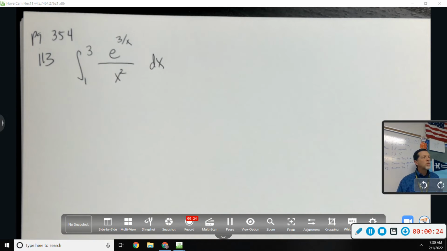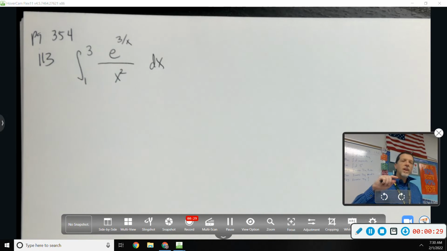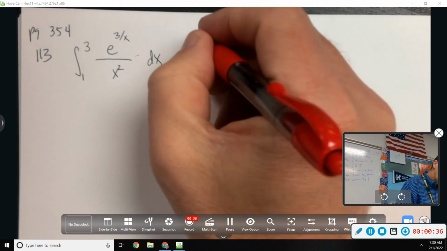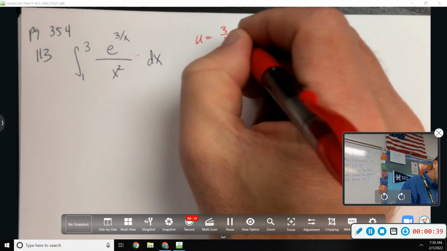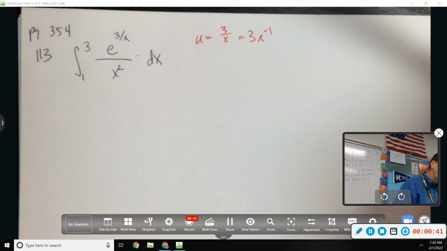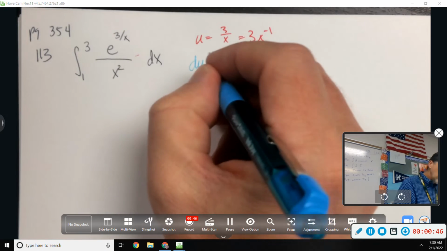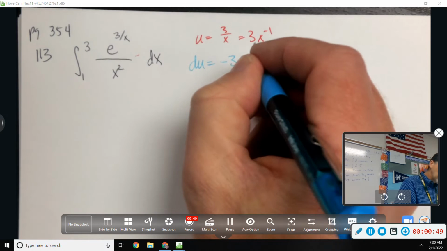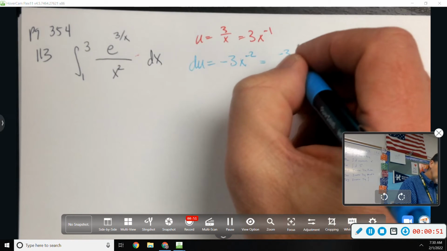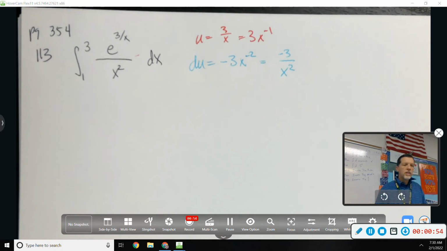What do you want u to be? What do you think? 3 over x, which is 3x to the negative 1, if that makes things a little easier to take a derivative. du would then be negative 3x to the negative 2, or negative 3 over x squared. So that's a good thing.